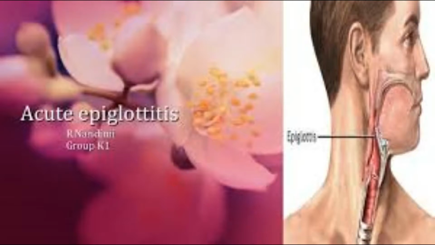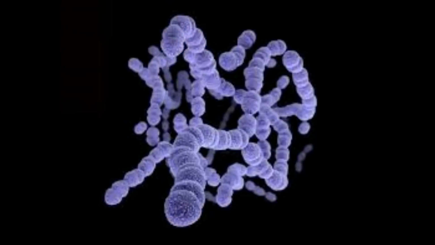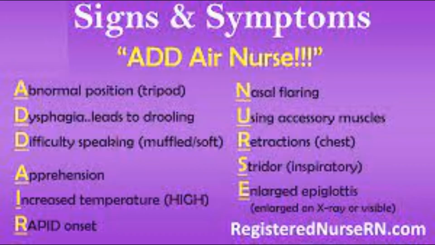The cause of acute epiglottitis is usually bacterial, but it can be preceded by a viral infection. As for the etiologies, before vaccine introduction, it was commonly caused by Haemophilus influenzae. The other most common cause is group A streptococcus.